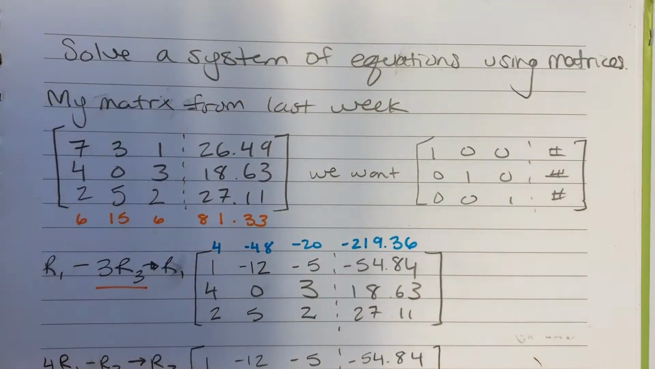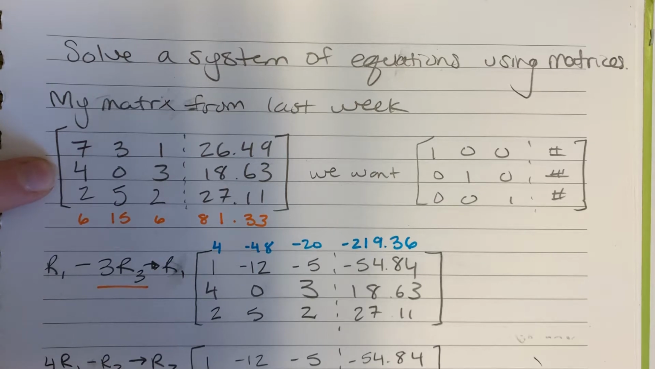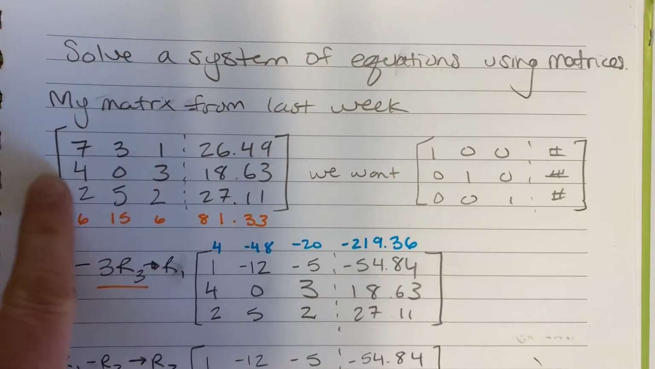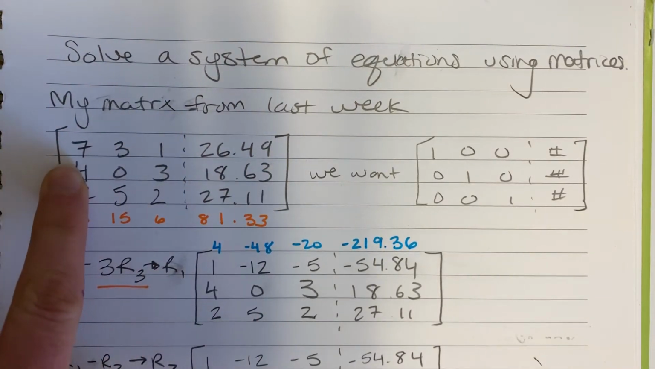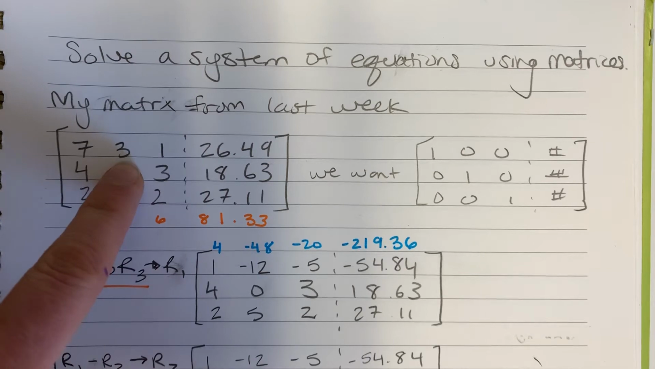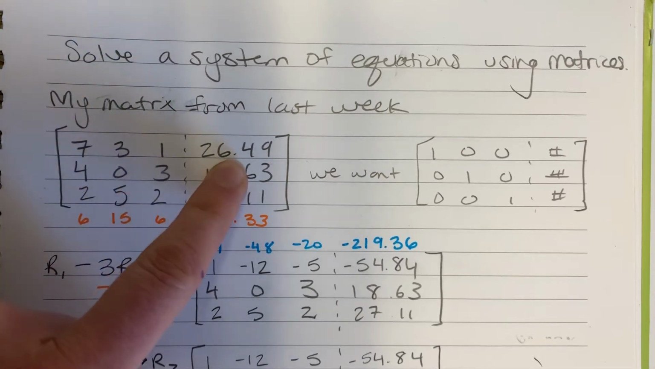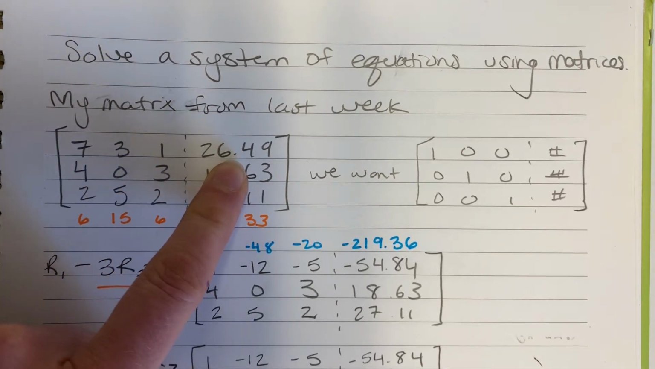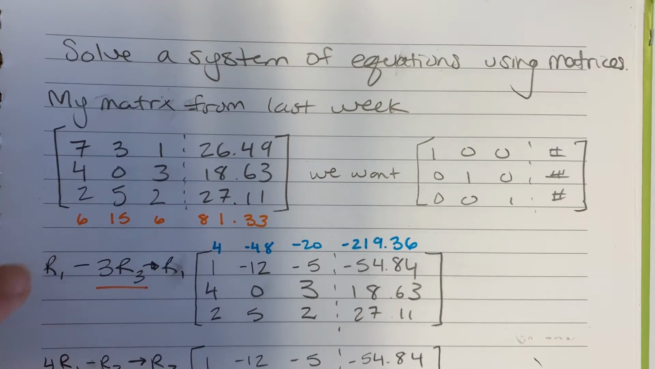Matrices can help us solve a system of equations, and this is my equation from last week's word problem. This is actually from Taco Bell. I think this was like 7 tacos, 3 burritos, and 1 nacho equaled $26.49. I think so. I have it written down somewhere.